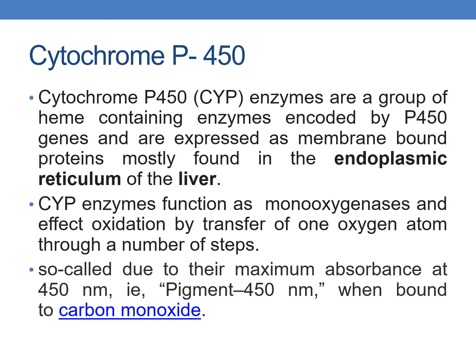Why the name P450? They are called cytochrome P450 enzymes because of their maximum absorbance at 450 nanometers, hence the name pigment 450, when they are bound to carbon monoxide. So this is a brief introduction of cytochrome P450 enzymes. They are monooxygenases and they affect the oxidation by transfer of one oxygen atom through a number of steps. They are majorly employed in the metabolism or biotransformation of endogenous substances and xenobiotics.